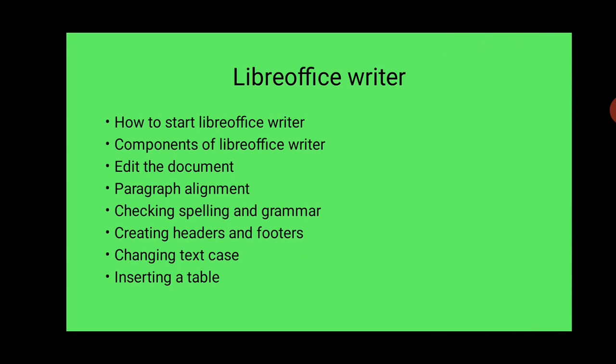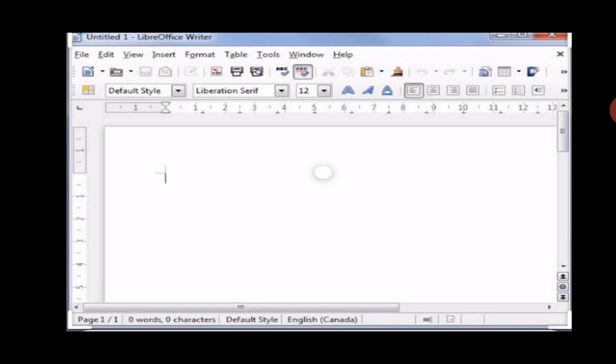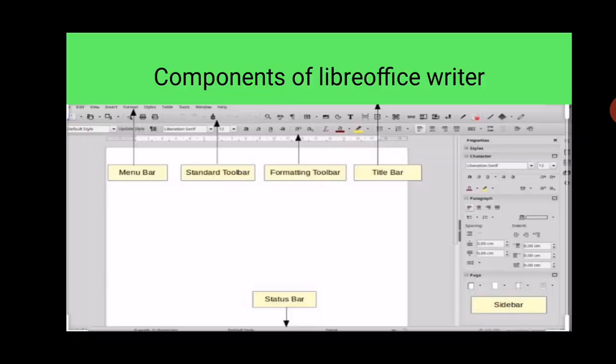First we open LibreOffice Writer. Go to the start button, then click on all programs, then LibreOffice 6.2, and then click on LibreOffice Writer. After that a window will appear like this. Among the components of LibreOffice Writer, at the top is always the title bar.